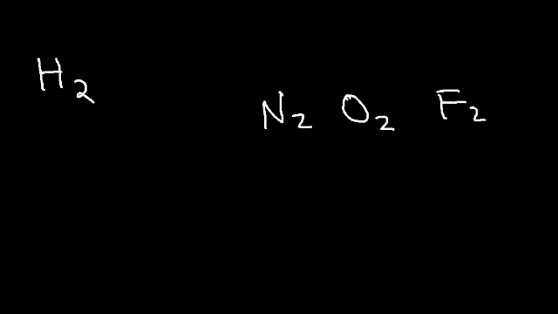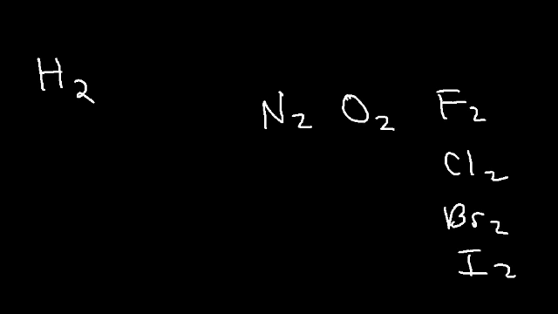Now, you need to be familiar with the elements and their physical states. You need to know the 7 diatomic elements. Hydrogen is diatomic. Nitrogen is a diatomic molecule. The same is true for oxygen, fluorine, chlorine, bromine, and iodine. So these exist as diatomic molecules.